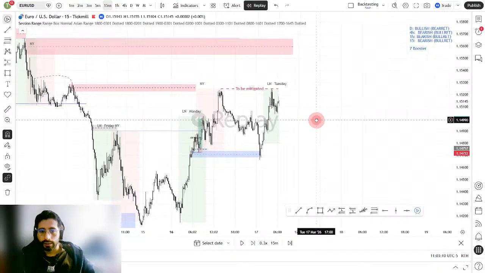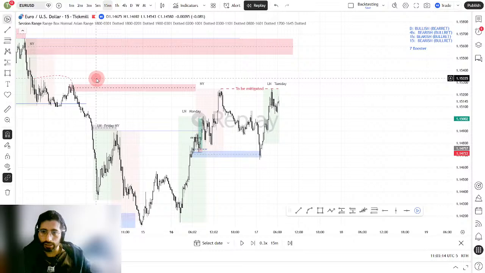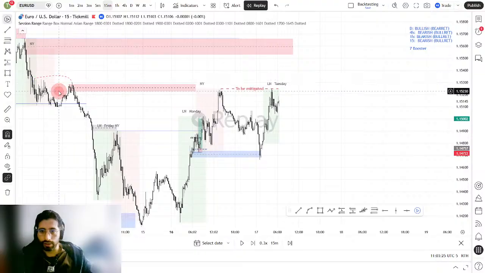Now, this is the point to be mitigated. But if you can also see here, we have another point to be mitigated, and these highs which are located here. So all of this is liquidity. It's money trapped by the price right here. So in this high, in this high, in this high.